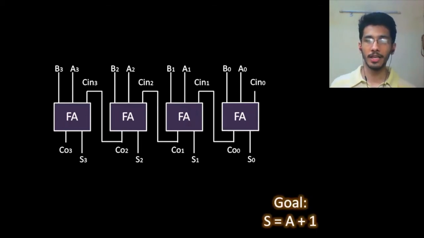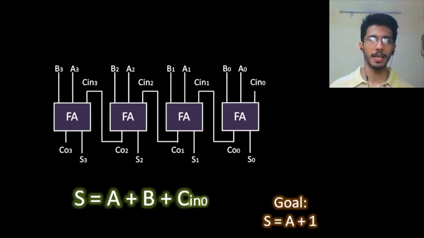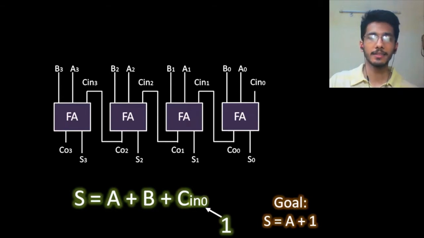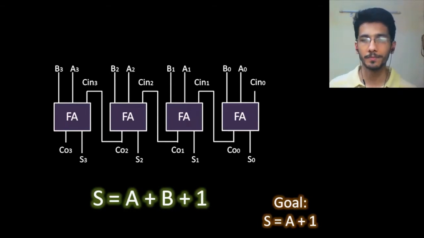So this is our goal, S equals A plus 1. This circuit already gives me this equation, which is S equals A plus B plus carry in, and this is something I've covered in episode 3 as well. Normally we set carry in to 0 so that the complete equation can be just A plus B. But what if we set this to 1? In that case, the result is going to be A plus B plus 1.